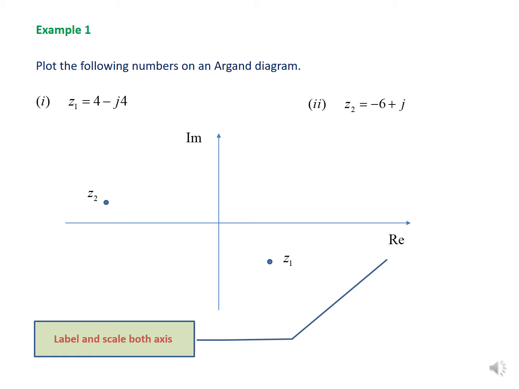Z2, negative 6 plus j. So we plot that by moving to the left by 6 and up by 1. Although in this unit you might not be asked to construct Argand diagrams as part of an exercise or an assessment, later on it is useful to plot the points to help you find angles and magnitudes and just to have a better understanding as to where your complex number actually is. You'll see that later on in some of the later exercises.